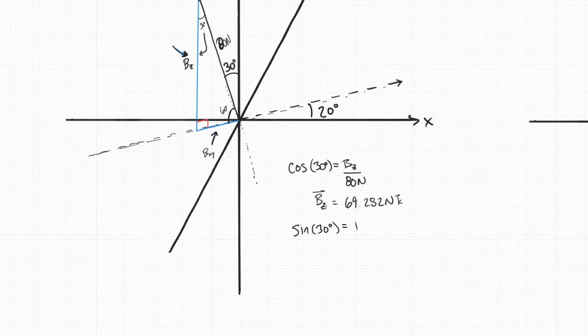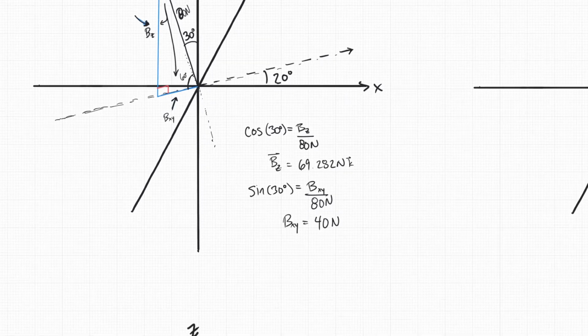Okay, and this is going to be B, so this is opposite, so the opposite side equals B XY divided by the hypotenuse. Okay, so cos 80 newtons. So B XY equals 40 newtons. We're not going to give that a direction yet because we're going to leave that as a magnitude, because that's going to be easier.